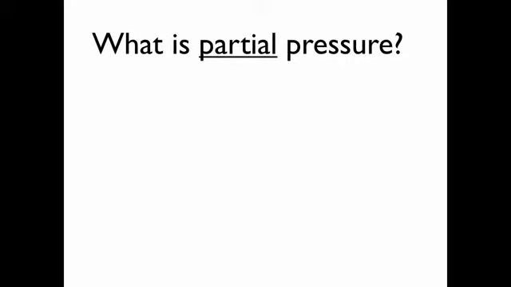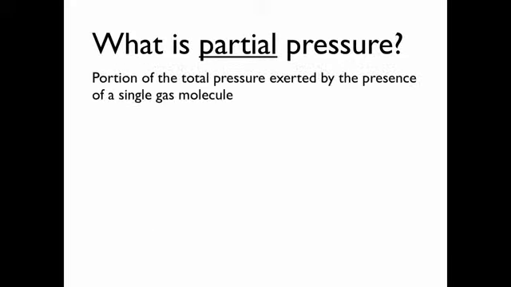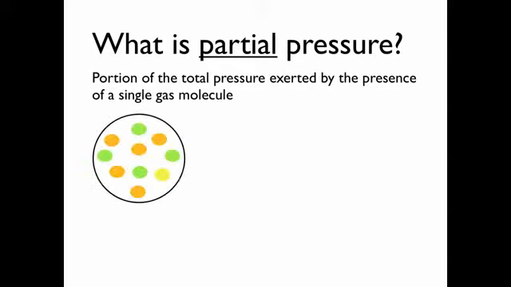So in terms of what is a partial pressure, this is the portion of a total pressure exerted by the presence of a single gas. So for example here, we have a container with 3 different types of gases. We have the orange gas, we have the green gas, and we have the yellow gas. All 3 gases contribute to force on the container walls, and it's going to have a total pressure of 10 because there's 10 gas molecules.